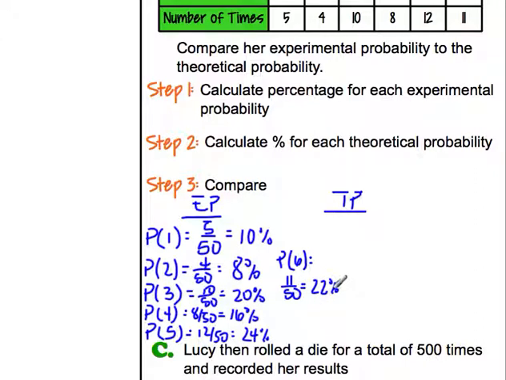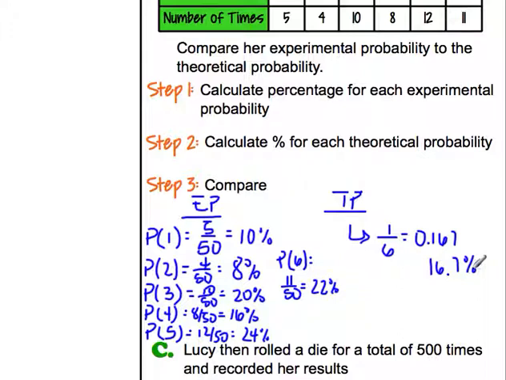Now, talking about theoretical probability. In theory, we should have a fair chance of getting every one of these numbers the same amount of times, which would be a 1 out of 6 chance. If you take 1 divided by 6, you get 0.167, or 16.7%. Now if we go ahead and compare those, we're going to get a comparison of it being pretty close.